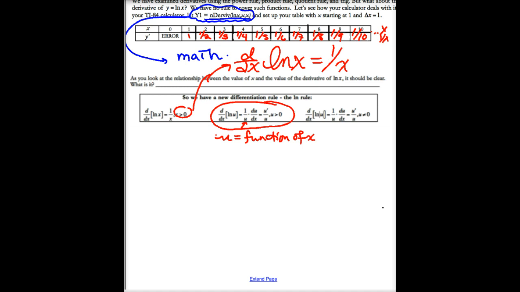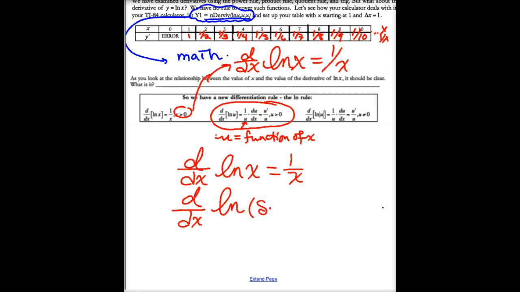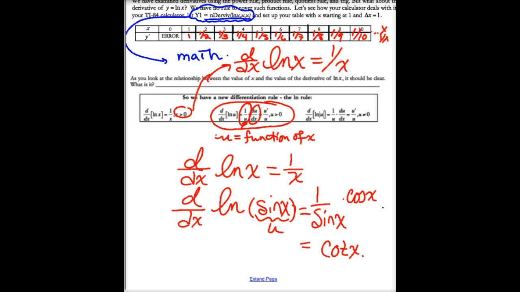Let me show you what this means. If I'm just doing the derivative with respect to x of the natural log of x, I get 1 over x. If I were doing the derivative with respect to x of the natural log of, say, sine x, this is a function of x. So I do 1 over u, which would be 1 over sine x, times the derivative of u with respect to x, and the derivative of sine is cosine. Equivalently, this gives me cosine x over sine x, or cotangent x. So basically, you just do 1 over u times du dx, or you can think of it as u prime over u, because that's what I'm getting right here: u prime is cosine over u.